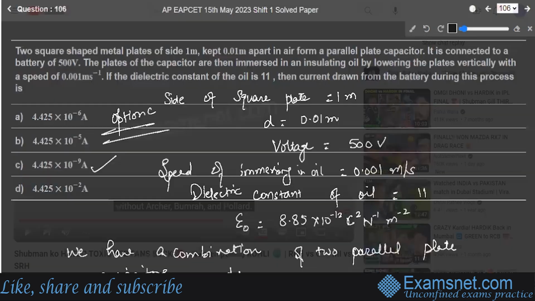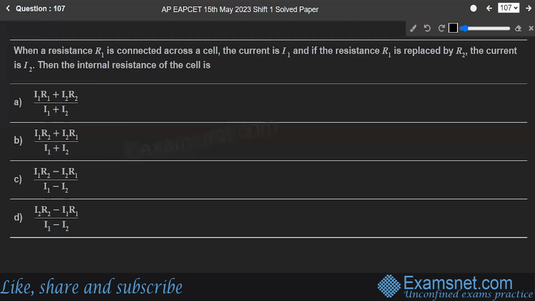Hope you understood this. Next is question number 7. When a resistance R1 is connected across a cell, the current is I1, and if the resistance R1 is replaced by R2, the current is I2. Then the internal resistance of the cell is? So when R1 is connected to the battery, I1 is the current, and when R2 is connected to the battery, the current flowing is I2. So this is something like this.